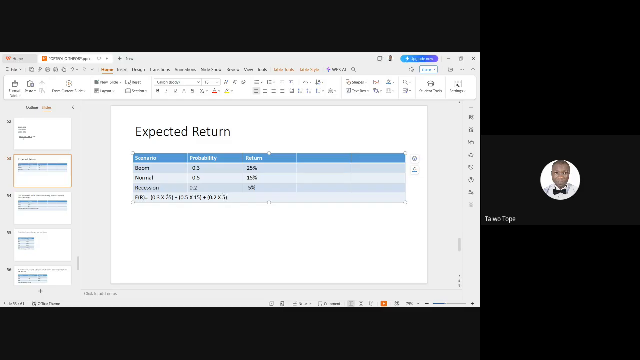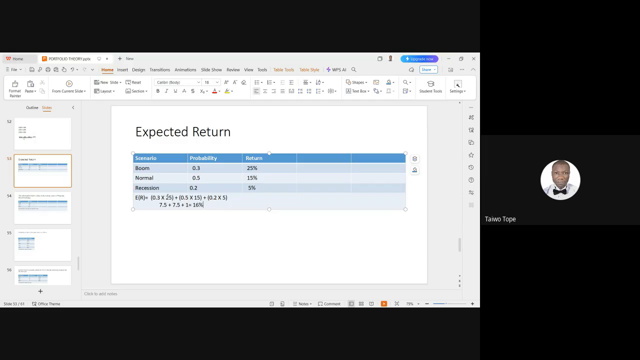So when you do this and add, what will be your outcome? 0.3 multiplied by 25, you should have 7.5, plus 0.5 multiplied by 15, you should have 7.5. Please confirm. And 0.2 multiplied by 5, we should have 1. So when we add up everything, 15 plus 1, this should give us 16%.